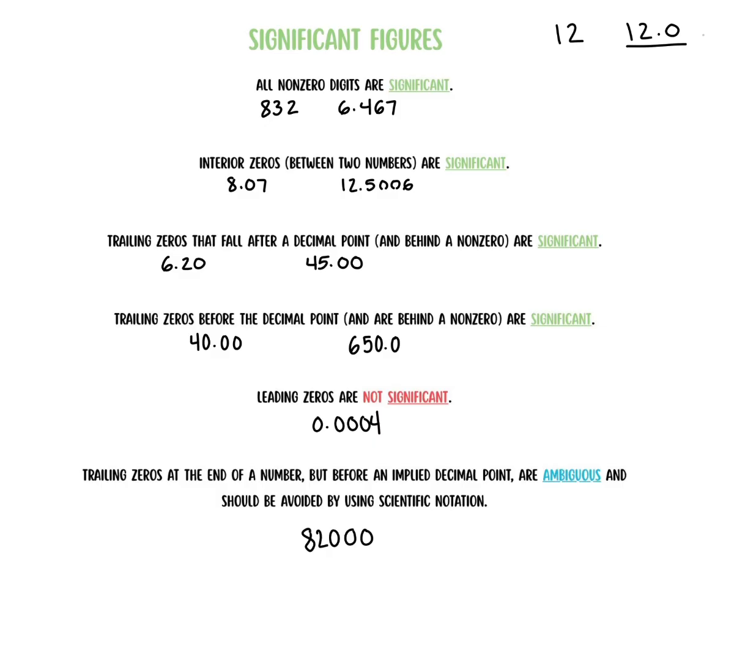So the first rule states that all non-zero digits are significant. Non-zeros are exactly what they sound like. Everything that's not a zero, so a 1, 2, 3, 4, 5, etc. Here we have 8, 3, and 2. All of these are non-zero, and we have 3 of them. So this is going to be 3 significant figures. Here we have 6, 4, 6, 7. We have 4 non-zeros, so there are going to be 4 sig figs.